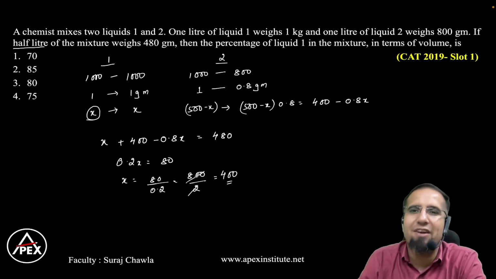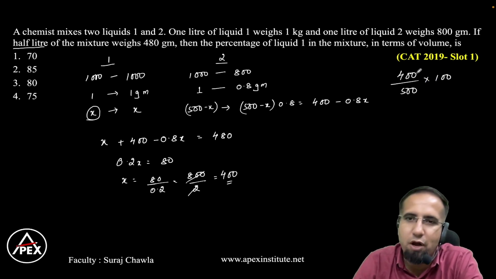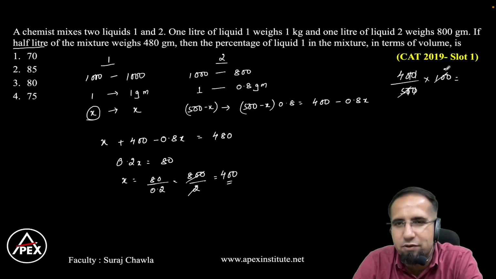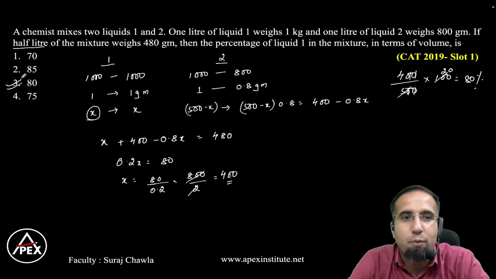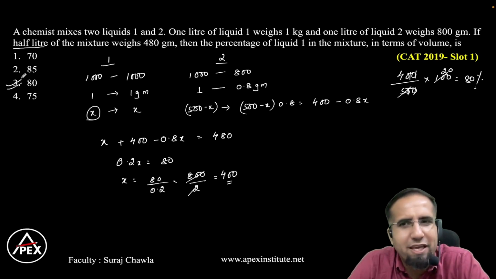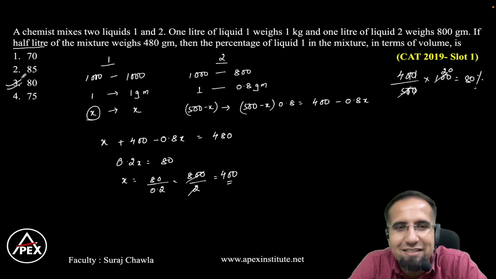That means 400 ml out of 500 ml is liquid 1, and I'm asked the required percentage. So that becomes 400 by 500 into 100, which gives me 5 ones and 5 20s. So 4 into 20 gives me an overall percentage of 80%, and that is going to be our required answer. Clear? So a very easy question to start off with. It appeared in CAT 2019 slot 1. Right? Now, can I have a shortcut to this?